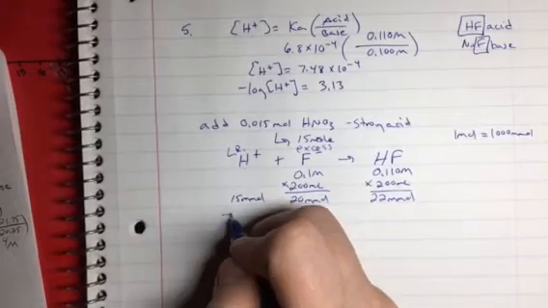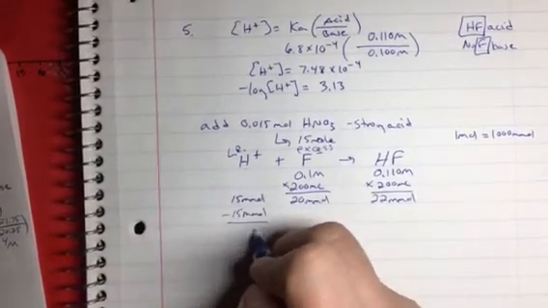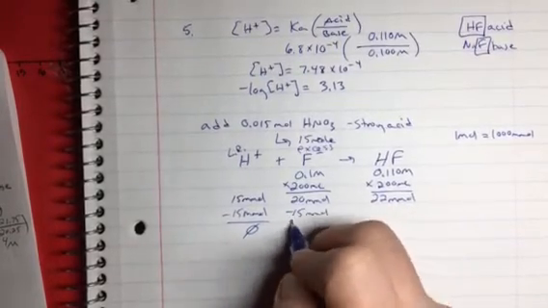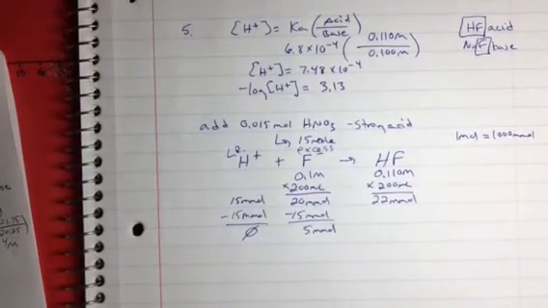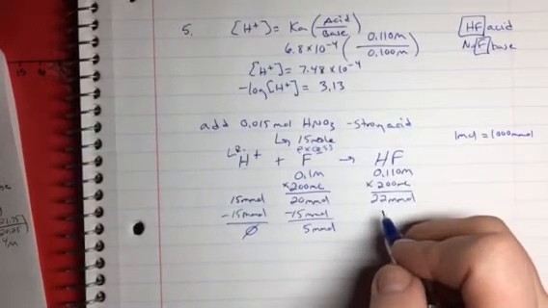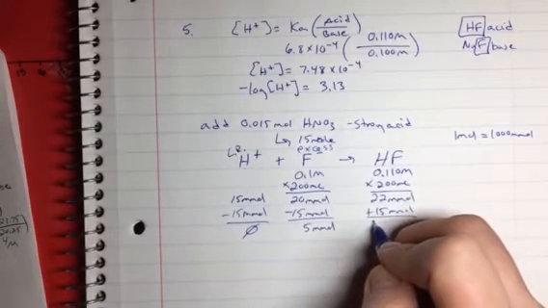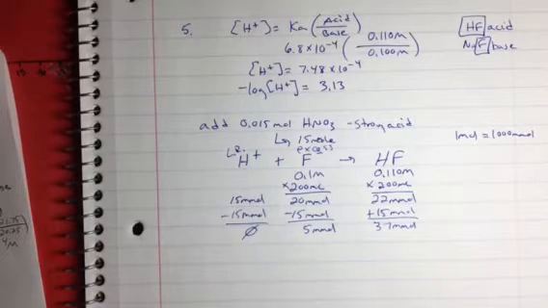So as this goes forward, this is going to go down 15 millimoles. So you have no hydrogen ions left over. This is going to go down 15 millimoles. So we have an excess of 5 millimoles of the F minus. And as it goes forward, this is going to go up 15 millimoles. And so we have 37 millimoles of the HF that is produced.